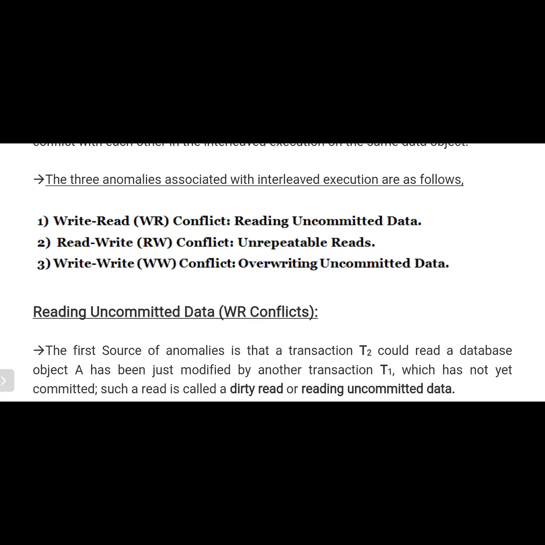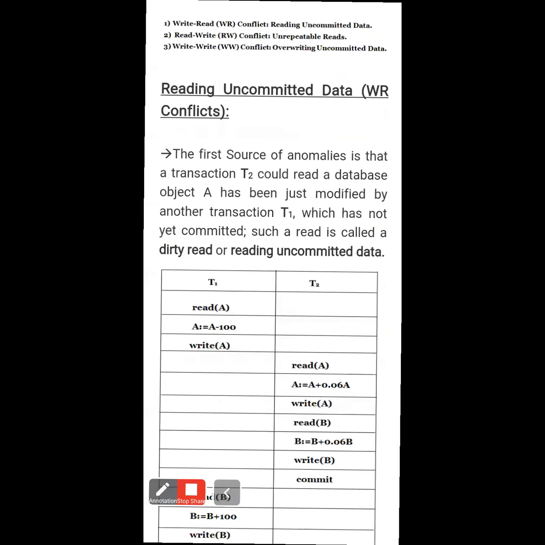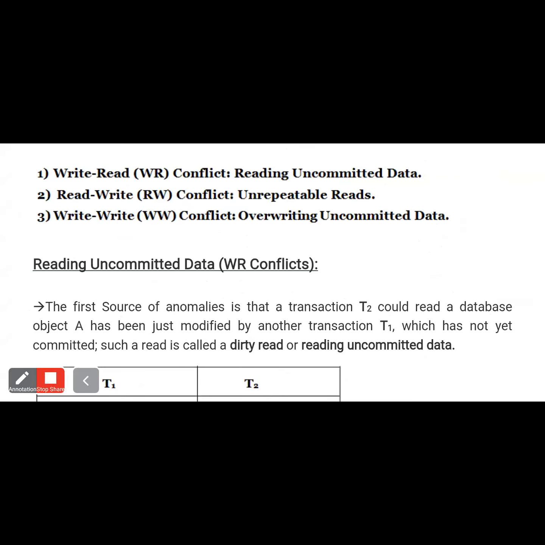Okay, now let's see, and please try to remember the names also. Reading uncommitted data can be referred to as a write-read conflict. Reading uncommitted data: here the problem occurs with transaction T2 only. So here we consider two transactions, T1 and T2.